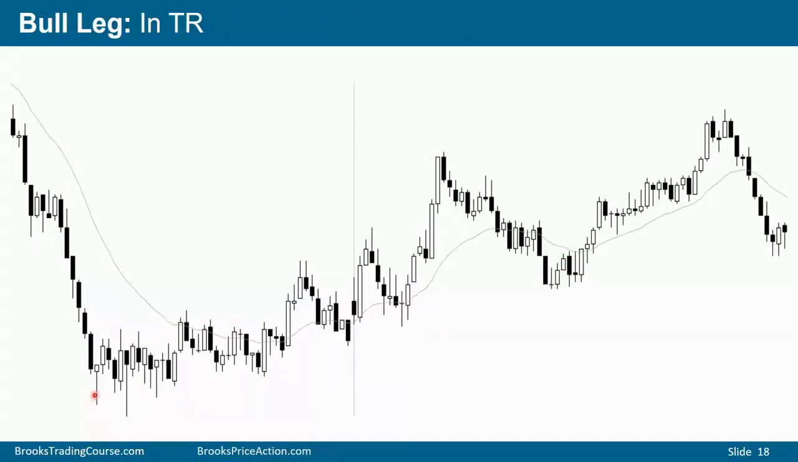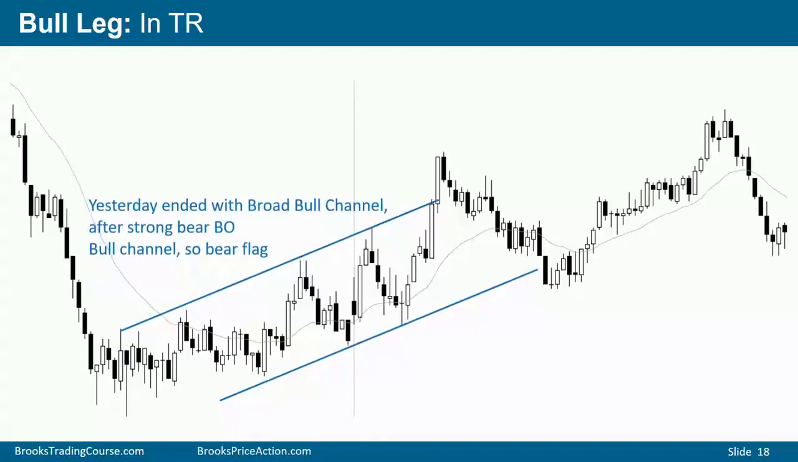Yesterday we sold off strongly, and then we ended up with a bull channel into the close. Bull channel is a bear flag, so you got to be thinking about a bear breakout. We tried to get a bull breakout above the bull channel. 75% chance it will reverse down to the bottom of the channel within about 5 bars. Here it reversed down within a couple of bars.